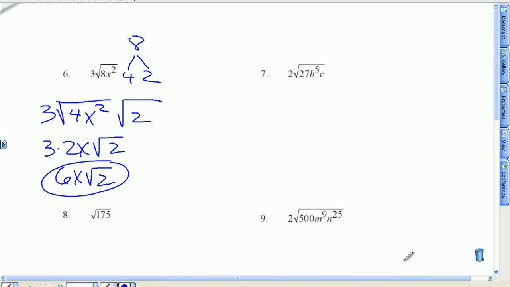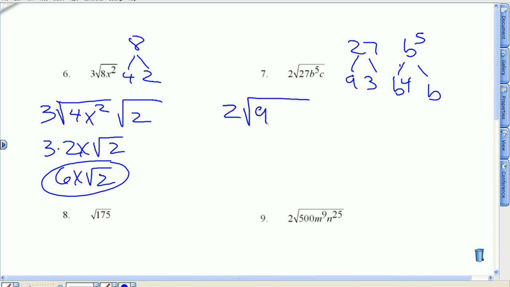We have our 2 here, so let's see. 27 is 9 times 3. B to the 5th, I can take b to the 4th. I can take the square root of that. I can't take the square root of b. And that c, of course, I can't take the square root of that either. So stuff I can take the square root of, I can take the square root of 9, b to the 4th. I cannot take the square root of 3bc.